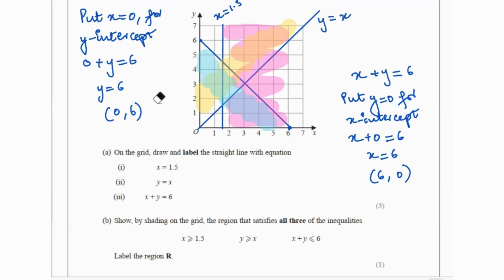But that doesn't mean that you assume it's always going to be that. You still have to show your shadings individually and see if your assumption is correct. But I'm just giving you this extra information that in most cases, if you've practiced enough questions, you would see that it's the area that's right in the middle of the lines. So this is your region R, and you're going to label that. That's your answer.